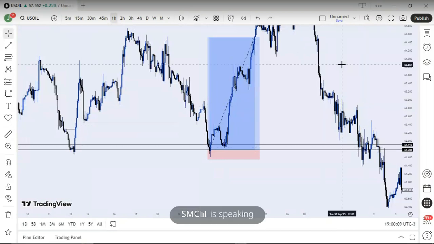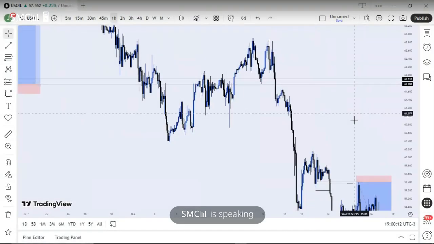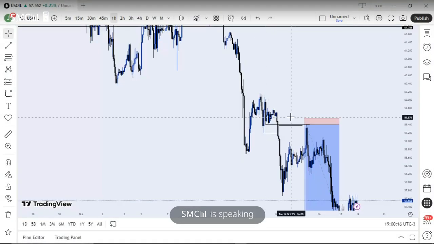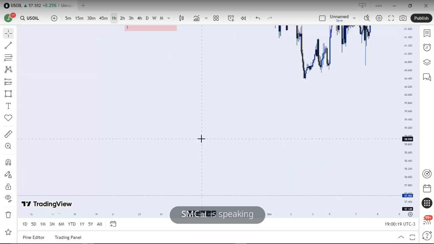Yeah, it was in line with my direction. But this one is a continuation entry. So it was last week. So it's a continuation entry.